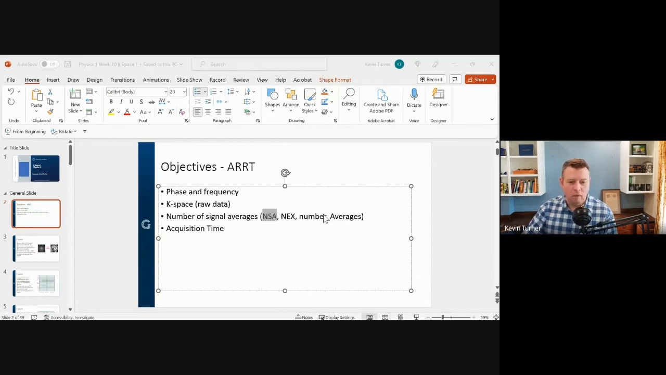But like I said, depending on what machine you're on, there's lots of different names for this. And then acquisition time, how long it takes to acquire our images. Now, they use the term acquisition time here because in MRI, time could mean different things. We could be talking about the time between heartbeats. We could be talking about the amount of time it takes for a patient to hold their breath. Right? So acquisition time specifically means how long does it take to run your pulse sequence. All right.